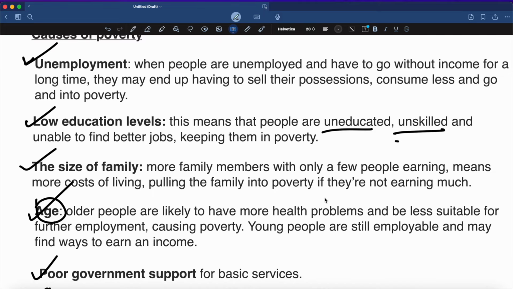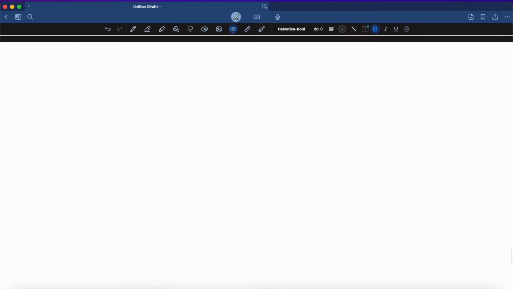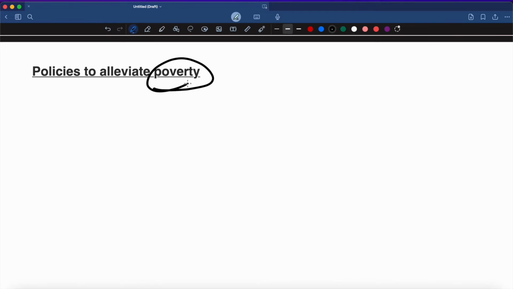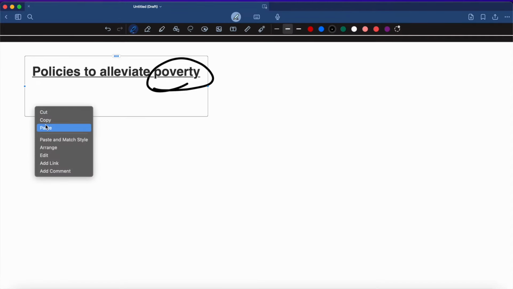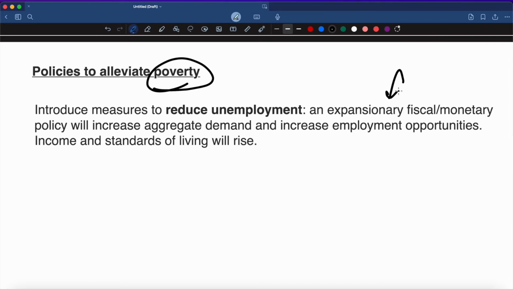How can we fix poverty? What can the government do to fix poverty? Let's have a look at that. The government looks at some policies in order to fix poverty, and that's what we're going to discuss now. What are some policies that help fix this topic of poverty, or not even little, but a big topic? The first one is to introduce measures to reduce unemployment. How can I reduce unemployment? There are several ways you can reduce unemployment. The first one is using expansionary fiscal policy.